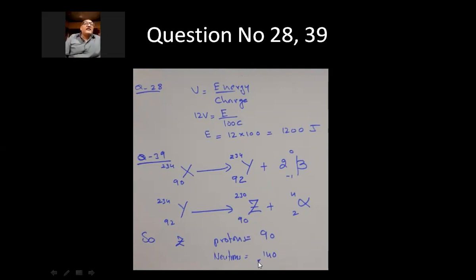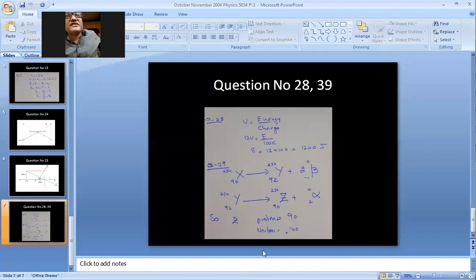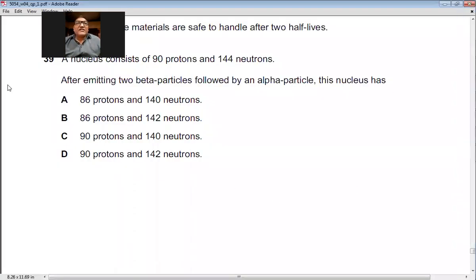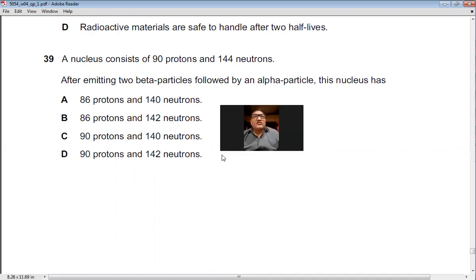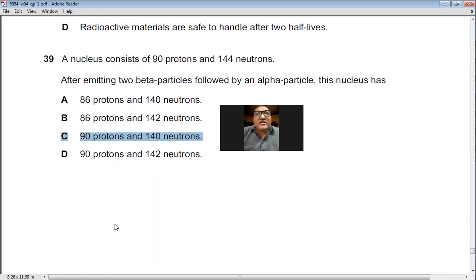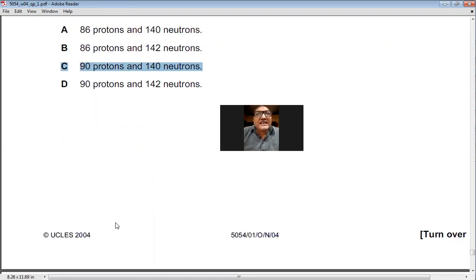It's a tricky MCQ. So 90 and 140, I hope that you have understood this. And let's check. 90 protons and 140 neutrons. C is the choice, sir. Question number 39, C is the right choice.